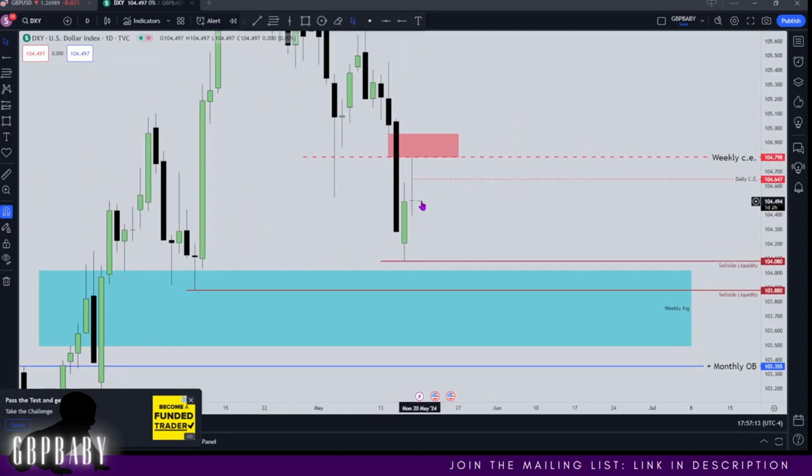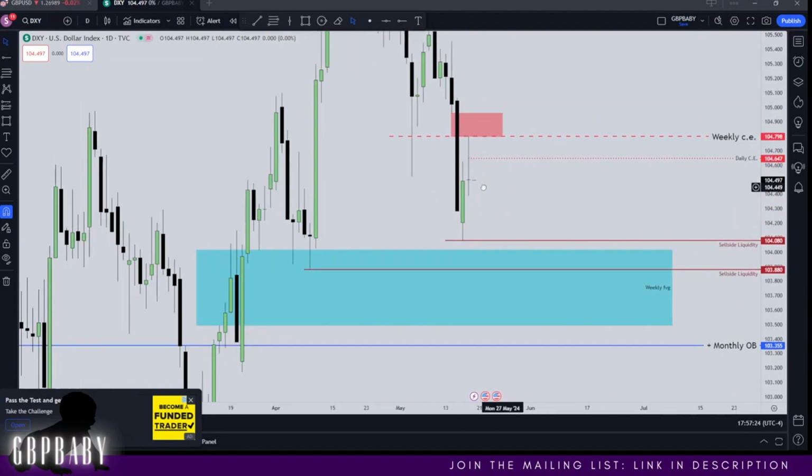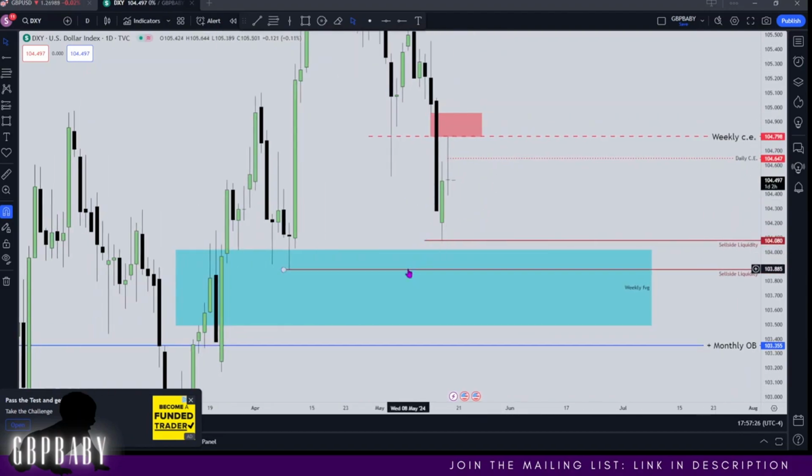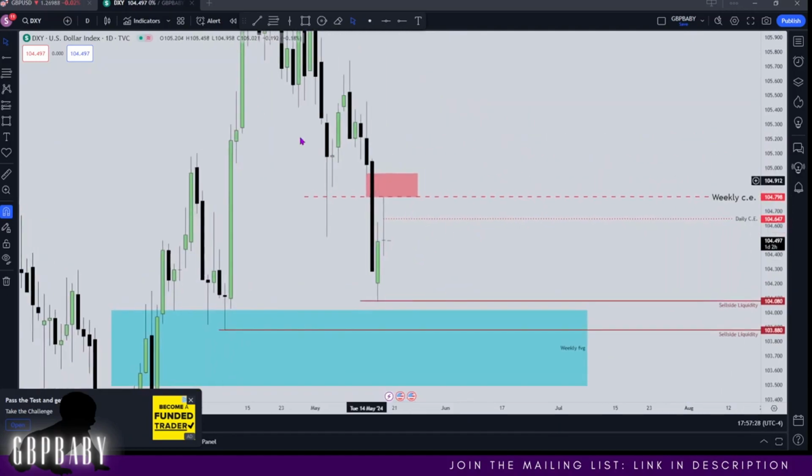But generally speaking, I want to see these PD arrays provide resistance. So I'm going to be watching this one first. If this gets traded through, then I'm watching this fair value gap to provide resistance. So that's what I'm looking for the high. And then obviously we have these lows here and here that I'm looking at for price to trade to.